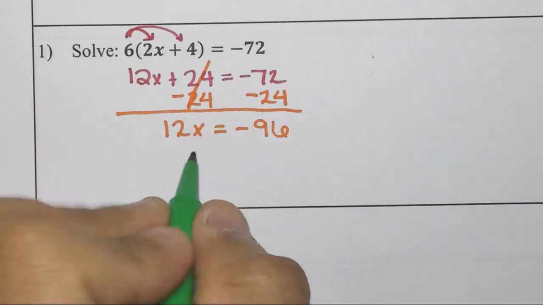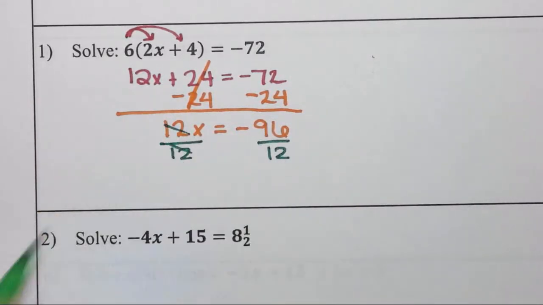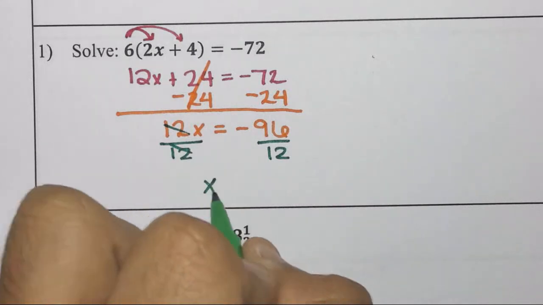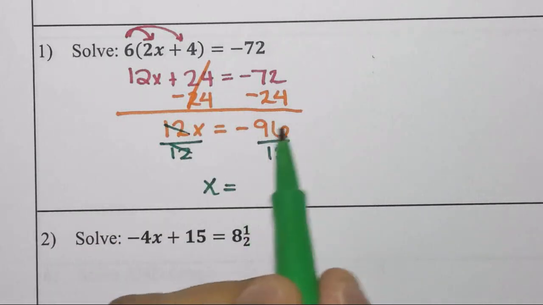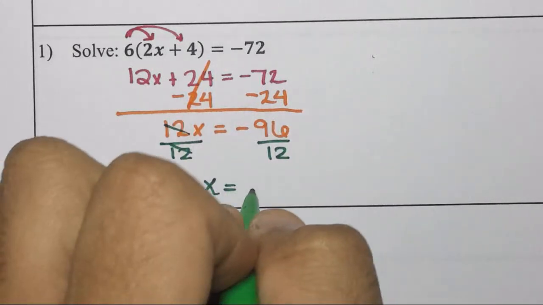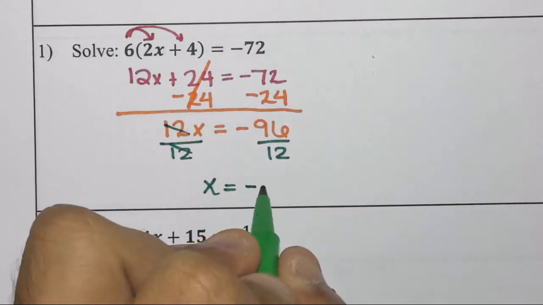And then what you do here is you divide by 12. These two cancel out, leaving you with x equals. Let's take care of signage first. A negative number divided by a positive is going to be a negative. And then all you do now is take care of the 96 divided by 12, so that's going to give you 8.